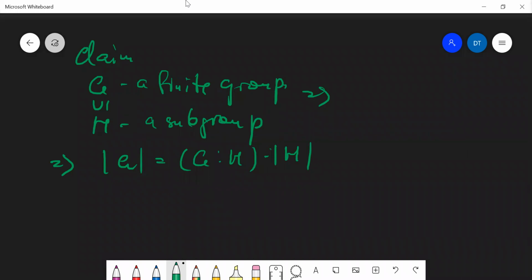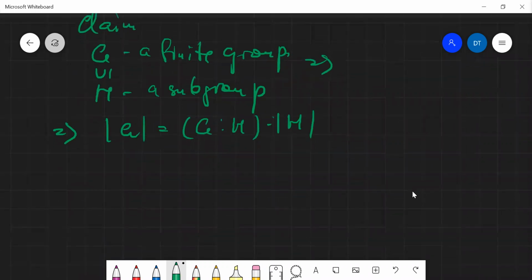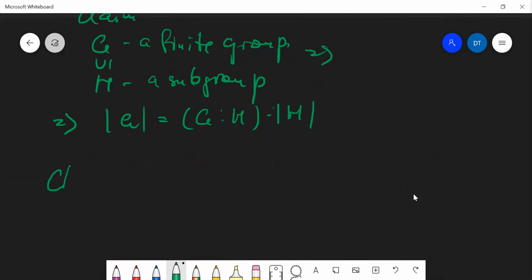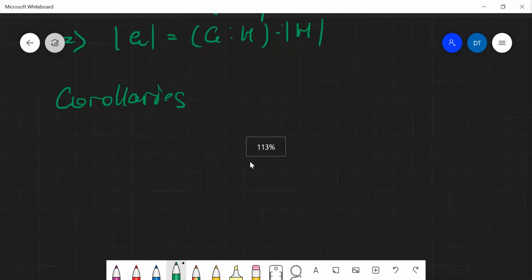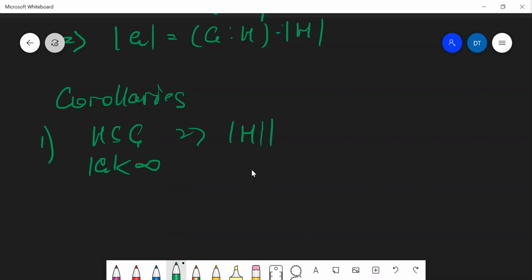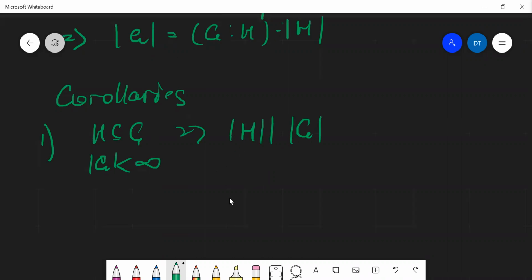Now I want to formulate several corollaries from this theorem. So the immediate corollaries. Corollary number one says simply that if you have a subgroup inside a finite group, then its order divides the order of the group. Well, this is an immediate corollary from this statement.